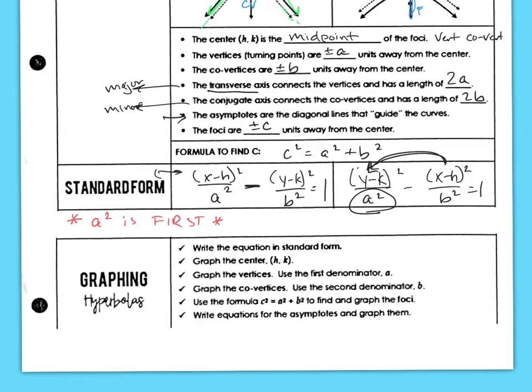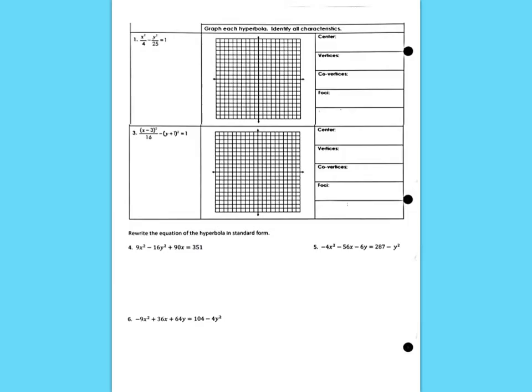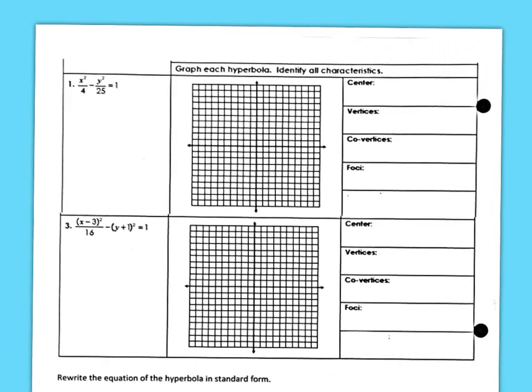I put the steps for graphing underneath there. The steps for graphing are very much the same as they were for an ellipse, but in case you need that reference, there you go. So as expected, they will ask for the exact same things that you were asked for before.